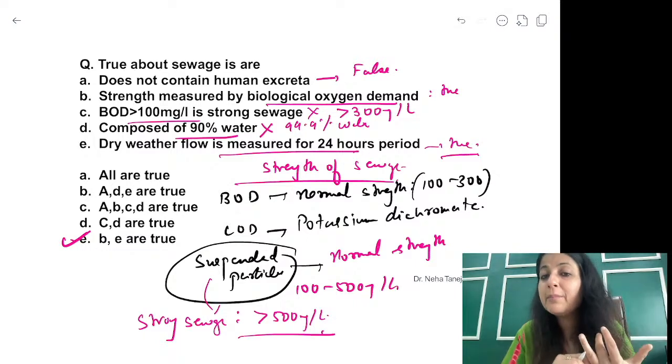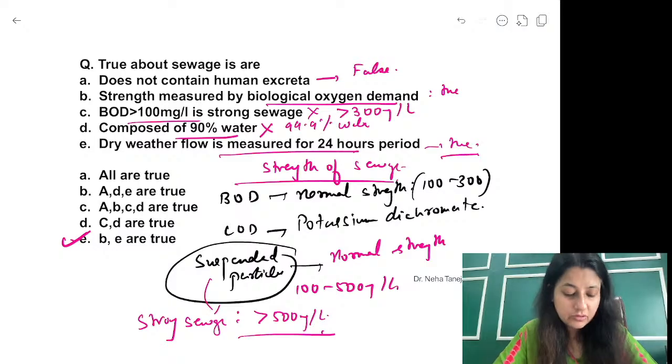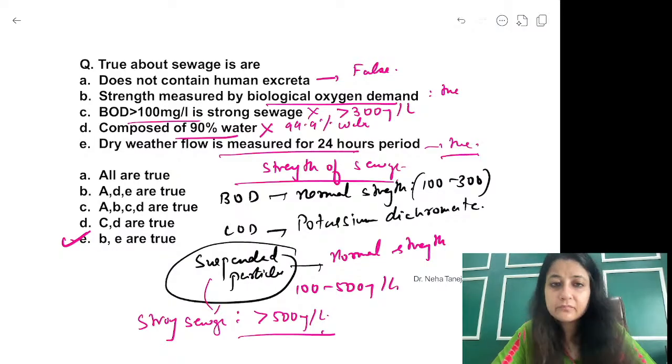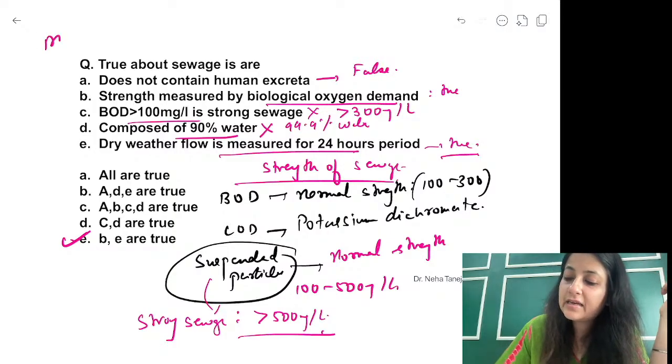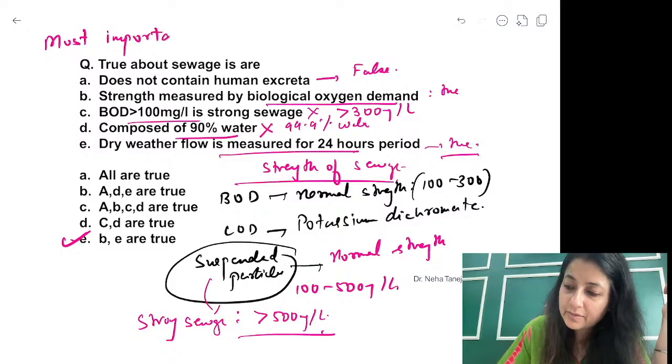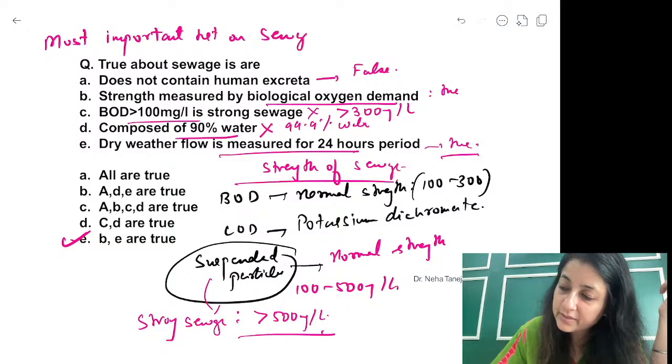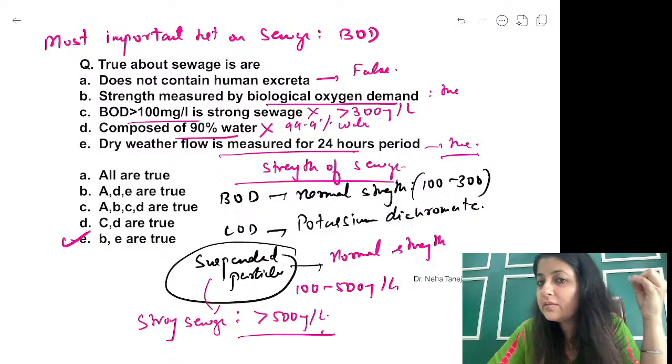Particles are supposed to be more in number. So what is a strong sewage? It is more than 500. But which is the most important test done on sewage? Remember this. The most important test on sewage, everybody, is BOD.